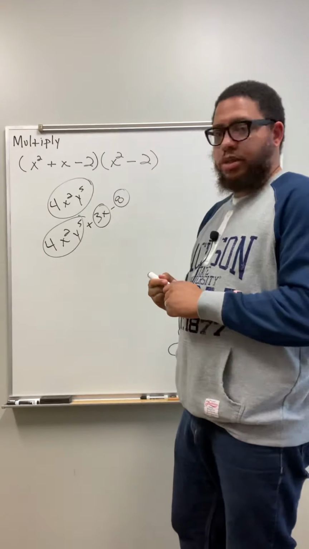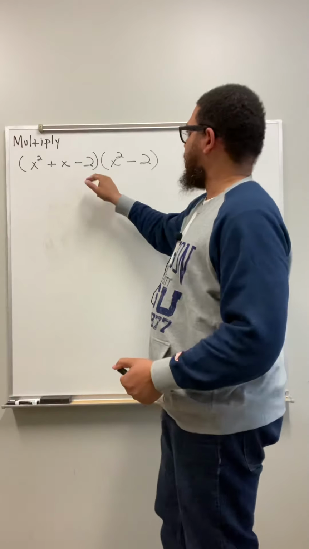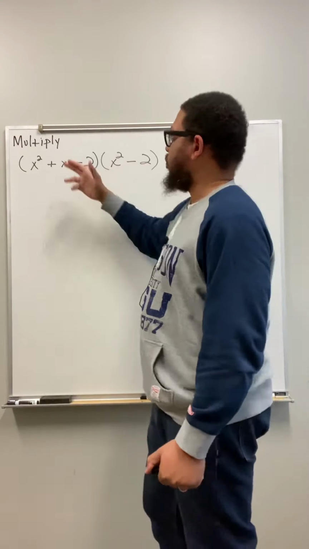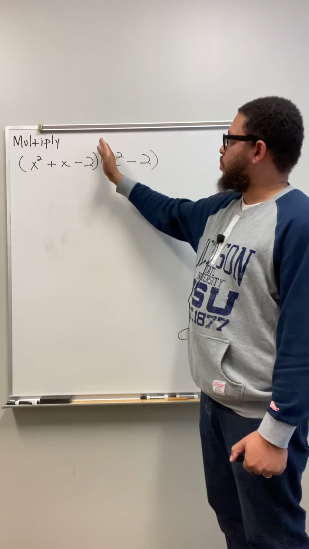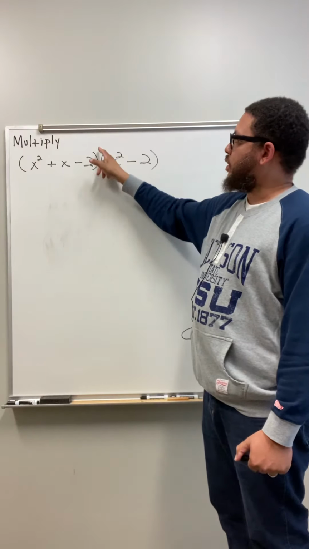All right. So what are we doing here? We have a trinomial, like I said, multiplied by a binomial. And we know to multiply because these are our instructions, multiply. Also, we know to multiply because between these parentheses, there is no other operational symbol. There's no plus sign, no minus sign, no division sign. Whenever that happens, that means we're doing multiplication.